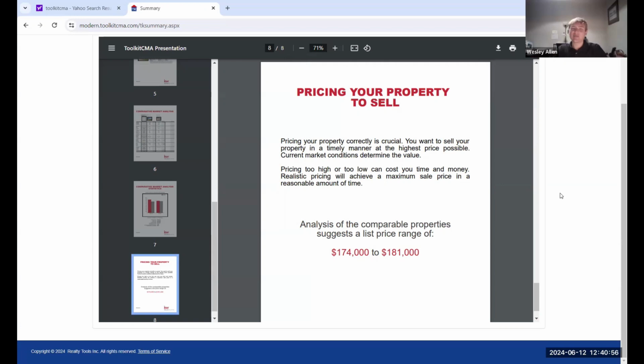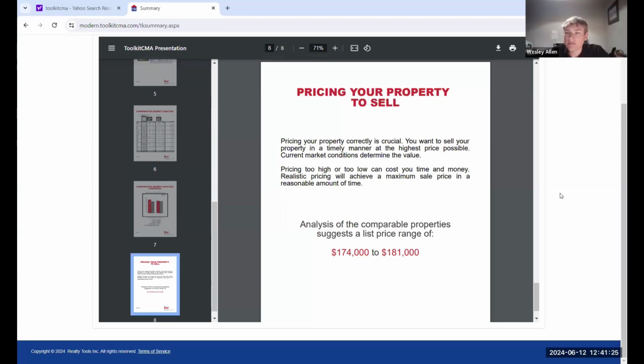Exactly. But if you're within, oh gosh, 5 to 9,000 of your CMA, I wouldn't hesitate to take it. And then just tell them, hey, if we don't get an offer, we're going to lower that price into the range, because we don't want it to sit on the market for more than 10 days without any action.